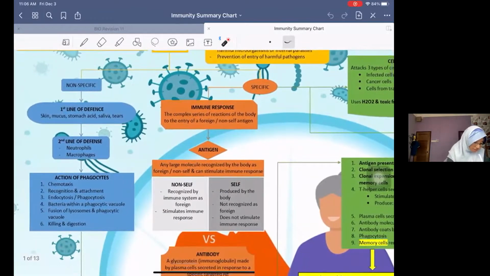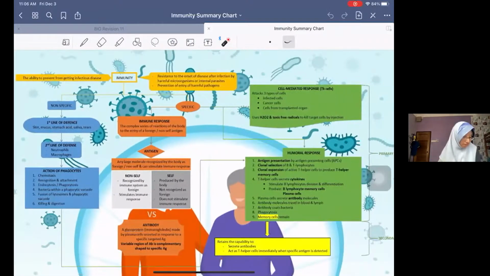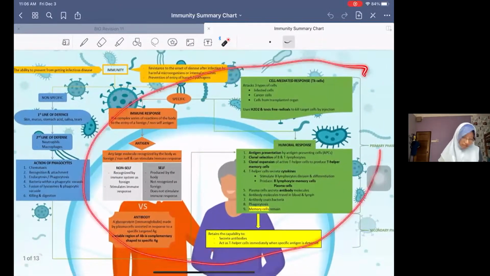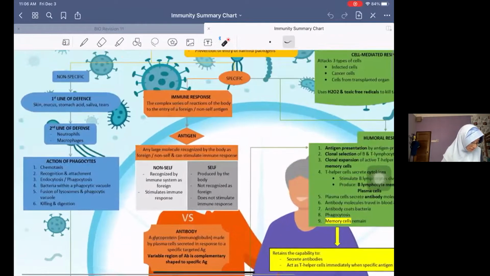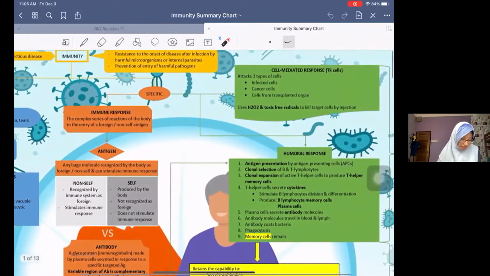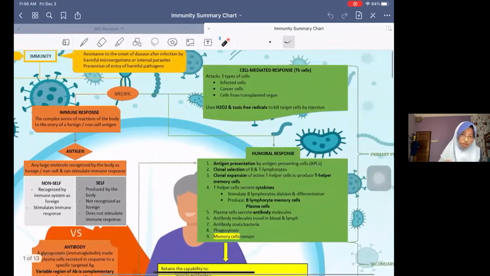You should also know that we have 3 lines of defenses. The first and second will be non-specific. And the whole thing here is the 3rd line, which is very specific. This is a brief summary of how they work, the phagocytes, and then the immune responses, which are divided into 2, the cell-mediated and the humoral.